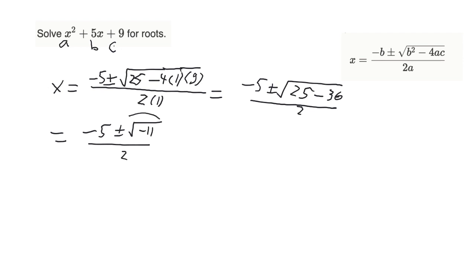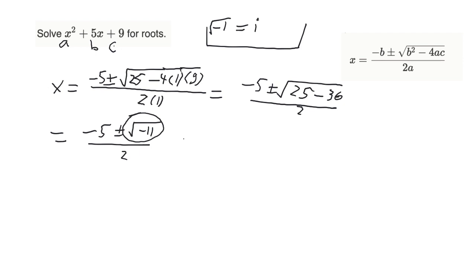Now all we have to do is just remember, what does this mean? Well, let's go up here maybe. I'll just explain it from up here. The square root of negative 1 is equal to i.